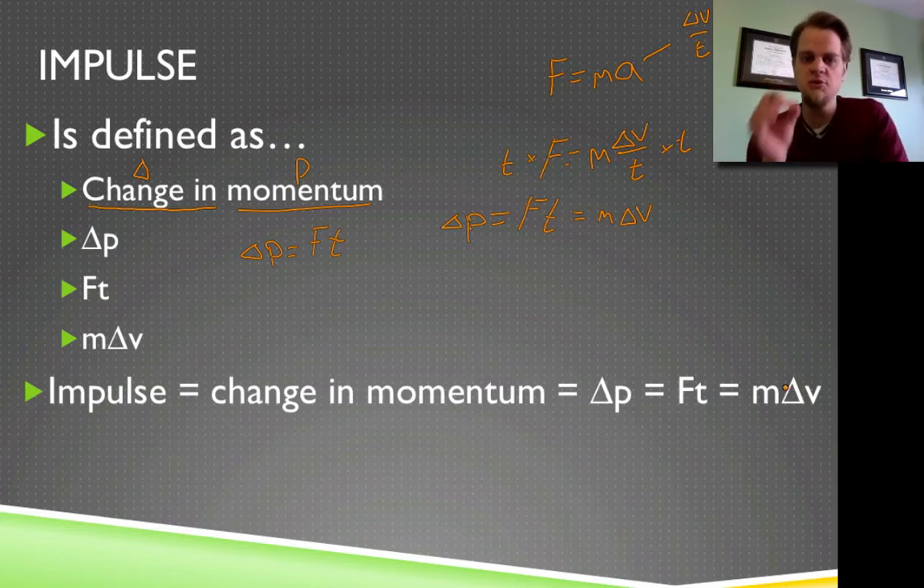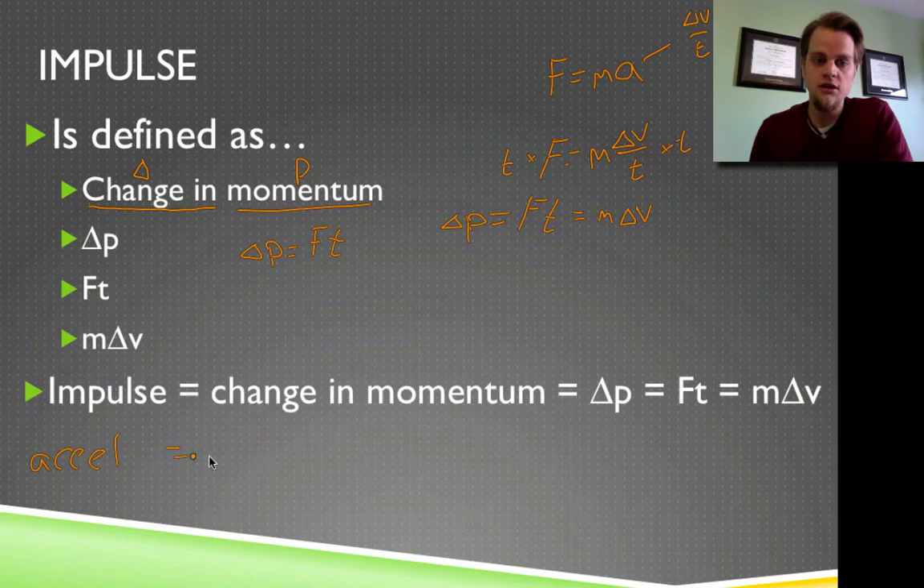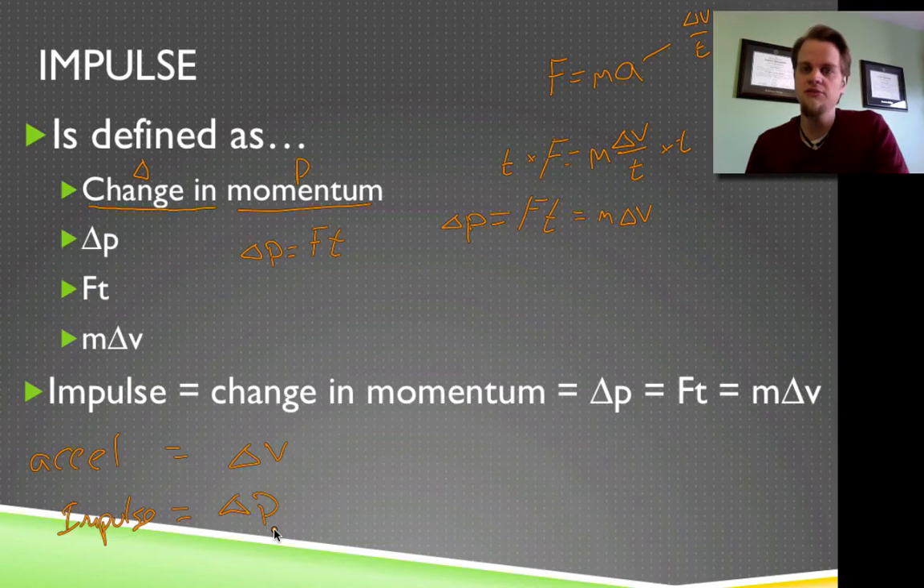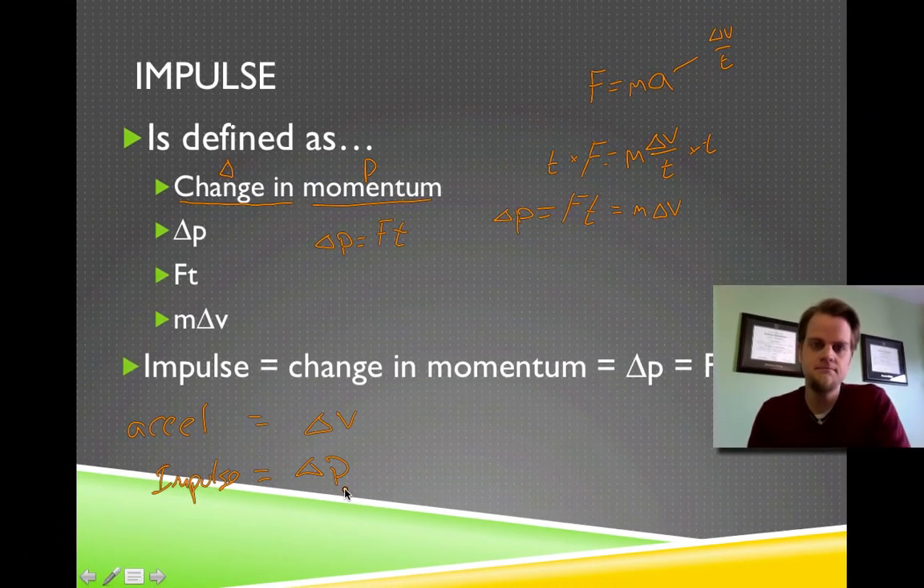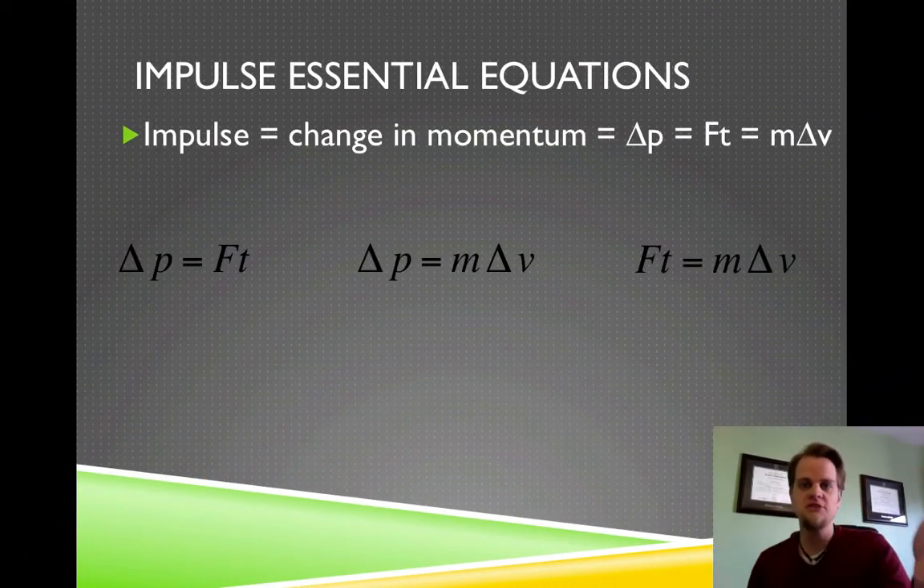Just remember, impulse is change in momentum. Just like acceleration is the change in velocity, impulse, which we don't have an abbreviation for, is just the change in momentum. It's the same idea. Okay, so let's talk about some equations here. We just said that all of these things are equal to each other. So what can we say?